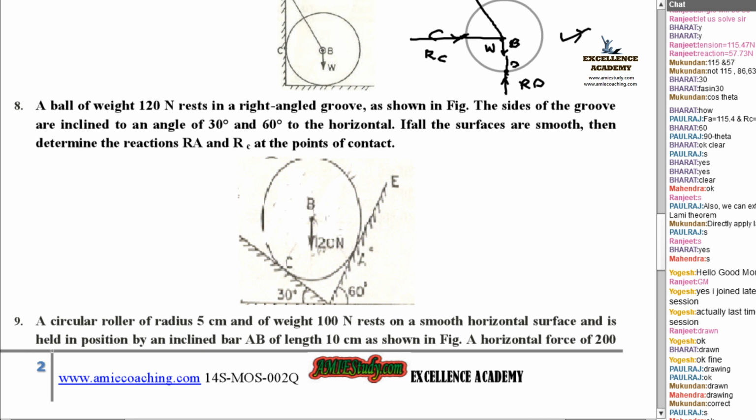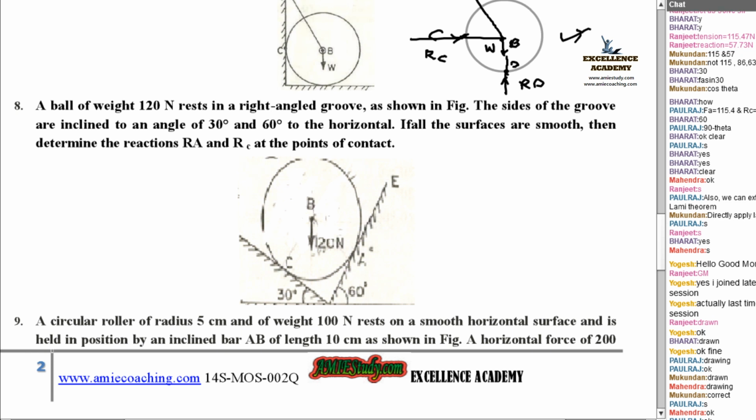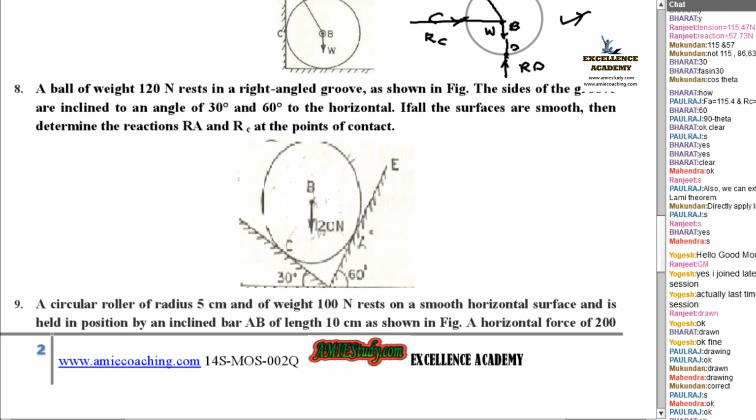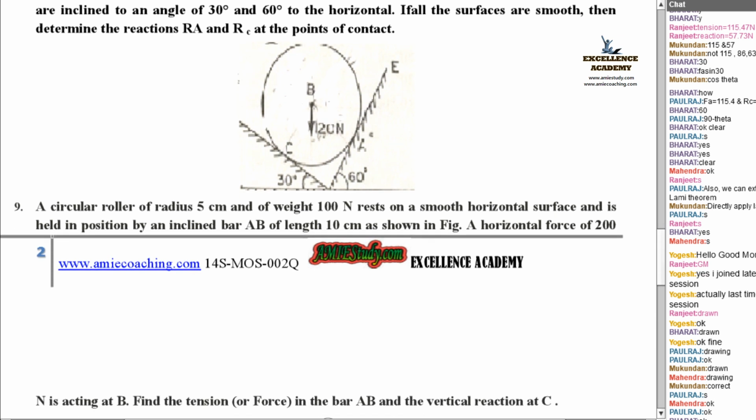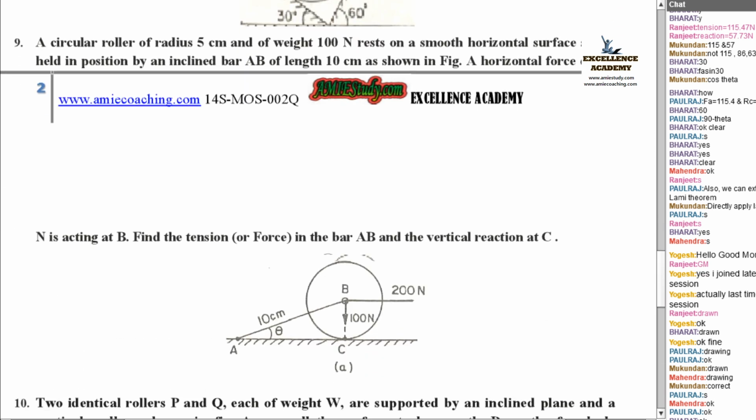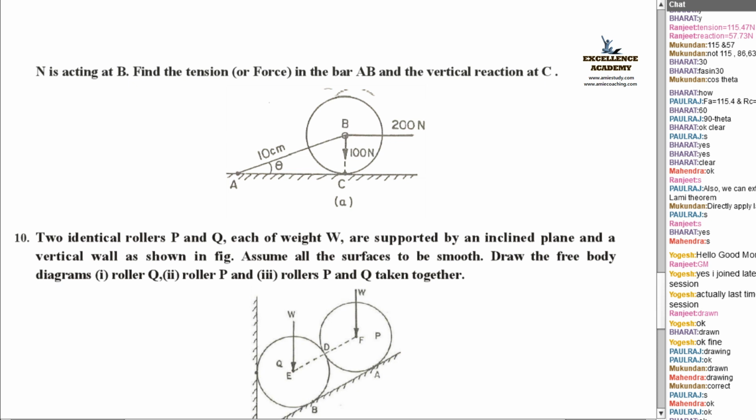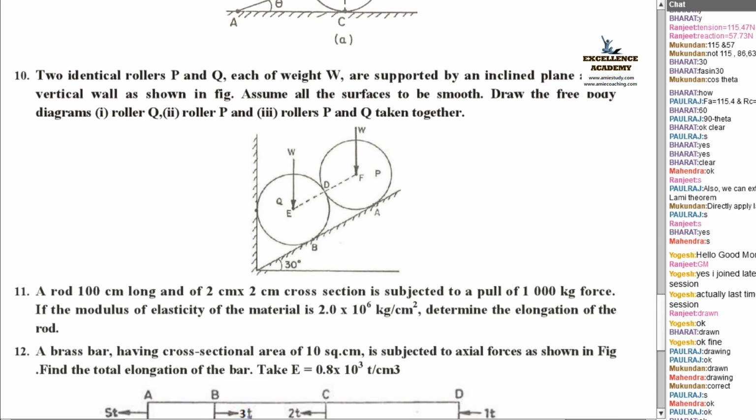So can you please do this as homework? I shall send you the solution tomorrow so that we can save time. 3 questions will be there. So please do those 3 questions as homework, and I shall send you the solution tomorrow itself.